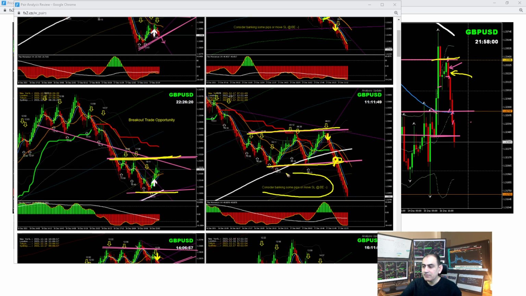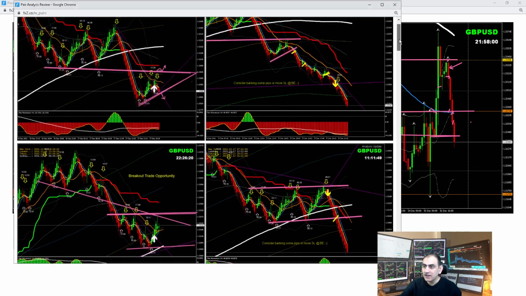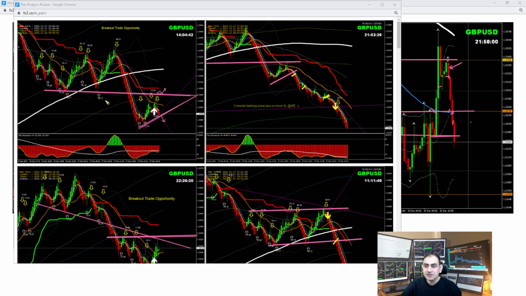After this breakout, banking some profit, I explained to my trader, look for another pullback, which I instantly did another analysis at the New York session. As you can see here, we have this breakout. After the breakout, I explained to my trader, look for another pullback. We have this pullback. We were expecting a long trade here.